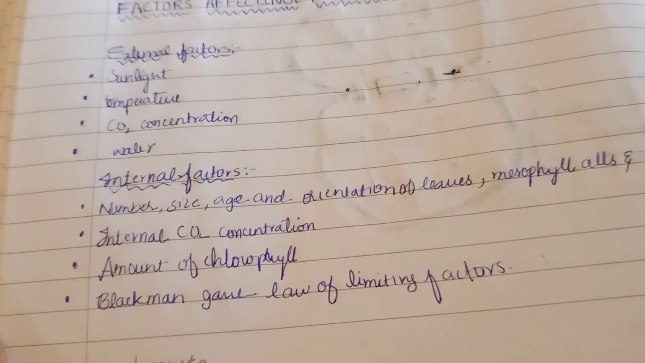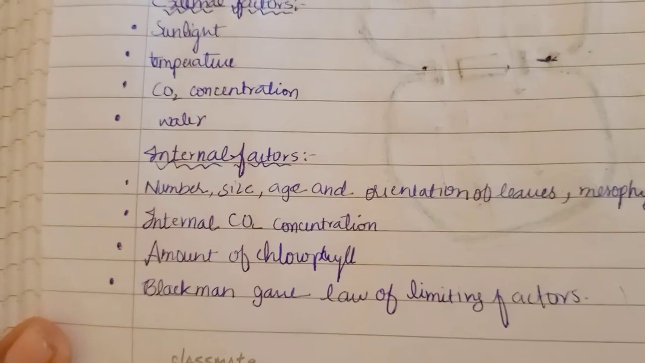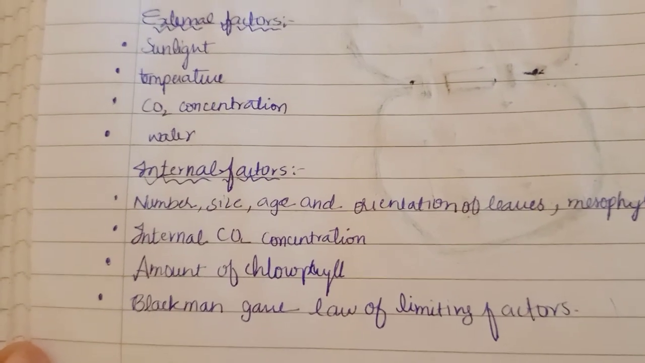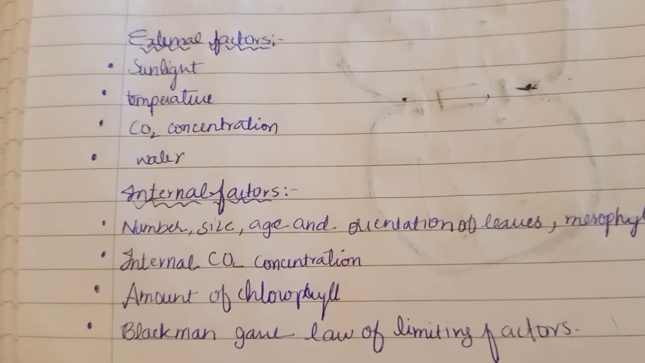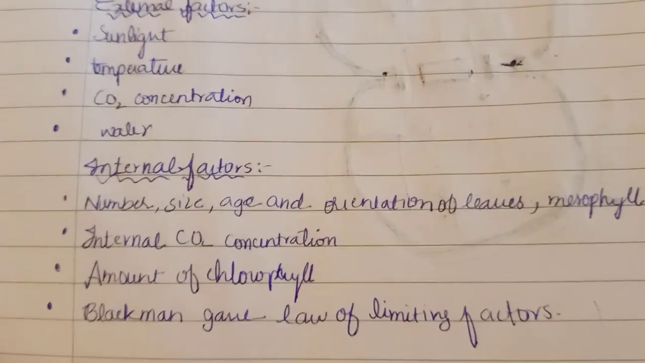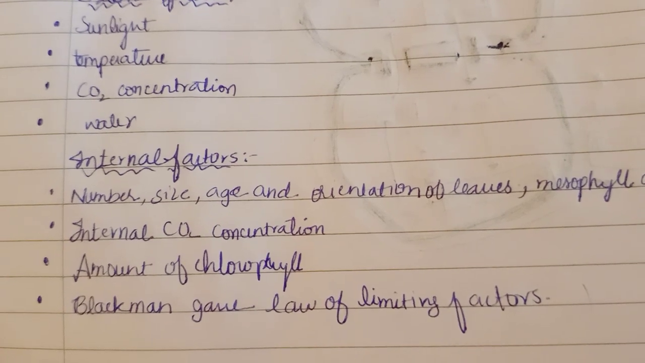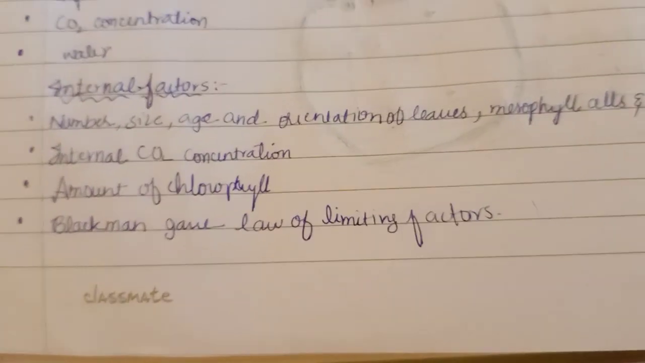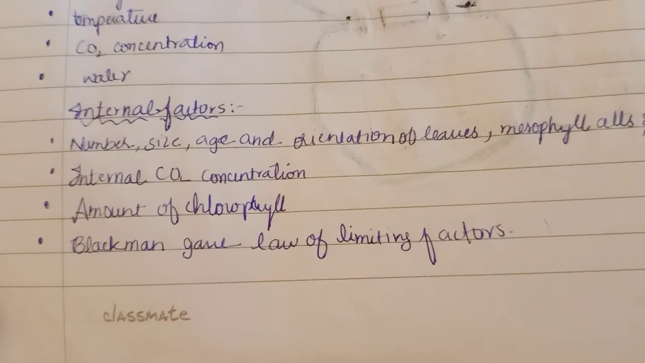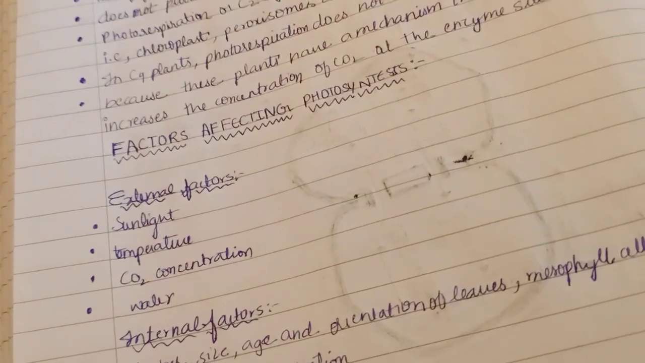Scientist Blackman gave the law of limiting factors, which states that if a chemical process is affected by more than one factor, then its rate will be determined by the factor which is nearest to its minimum value. This factor which directly affects the process if its quantity changes is known as the limiting factor. So Blackman gave this law of limiting factors. So we have completed the lesson photosynthesis in plants. Thank you.